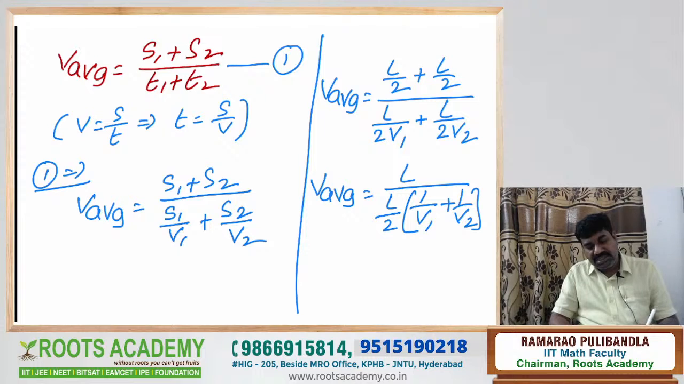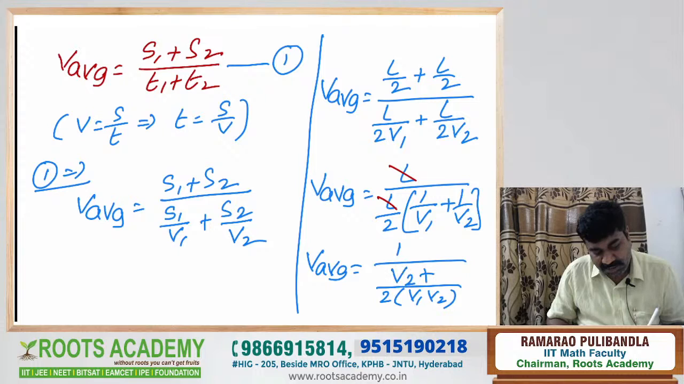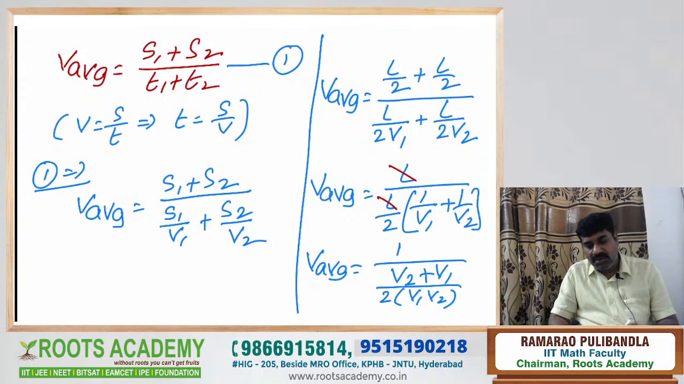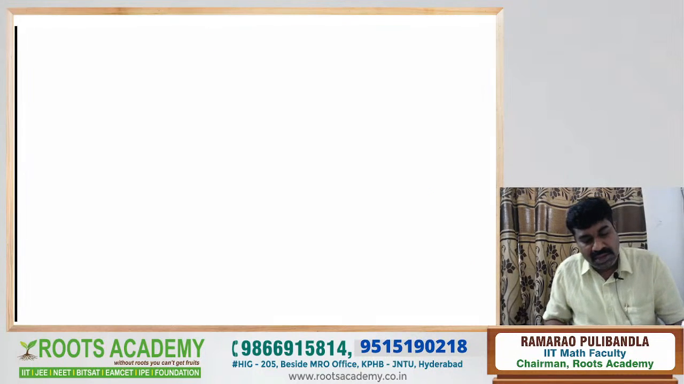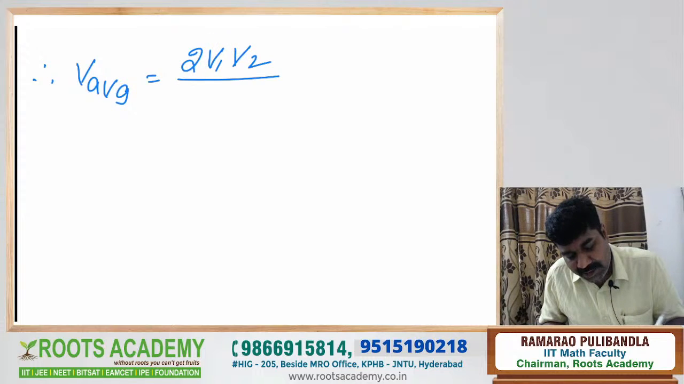Here this L and L cancel, so V average is equal to 1 by, what is the LCM? This is nothing but 2 into V1 V2 is the LCM, divided by V2 plus V1. Therefore, average velocity is nothing but 2V1 V2 by V1 plus V2.